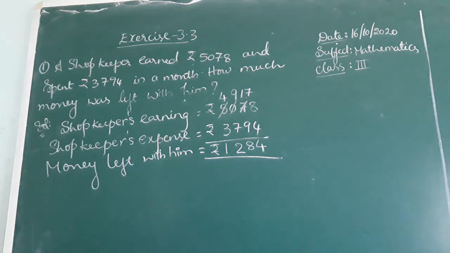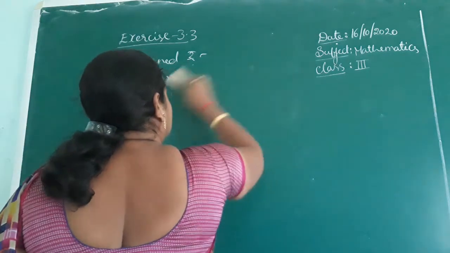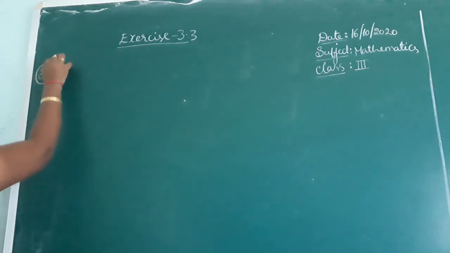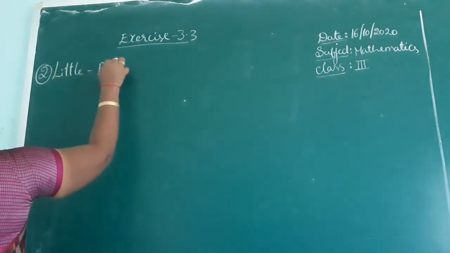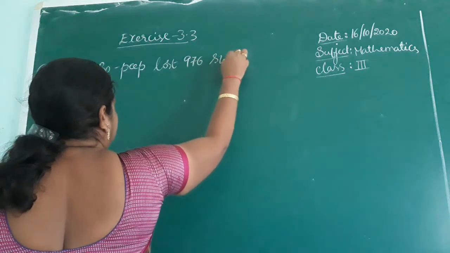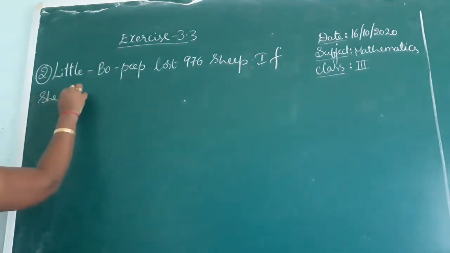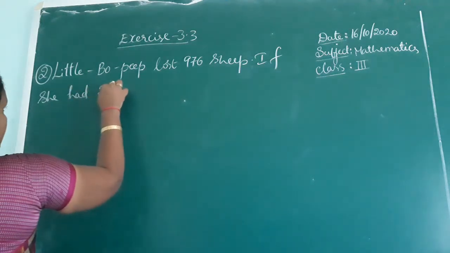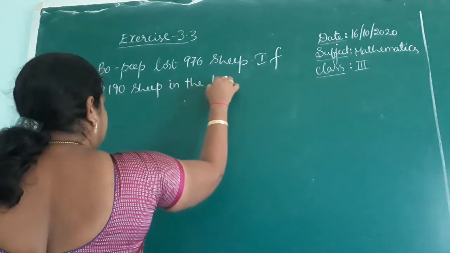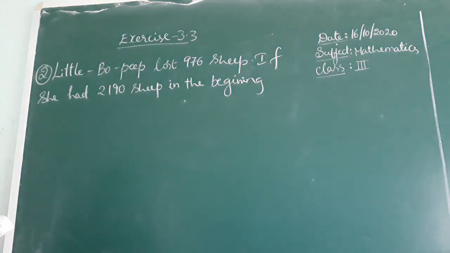Little Bo Peep lost 976 sheep. If she had 2,190 sheep in the beginning, how many is she left with?